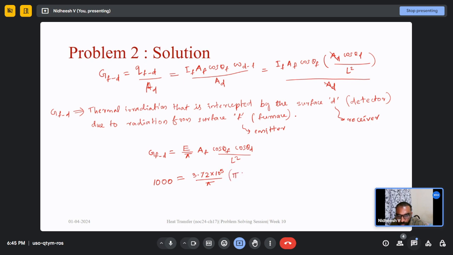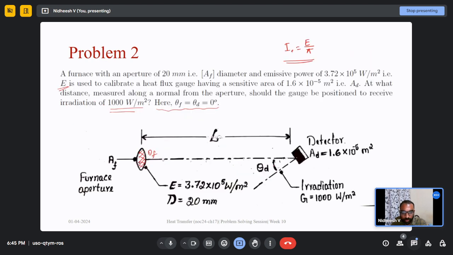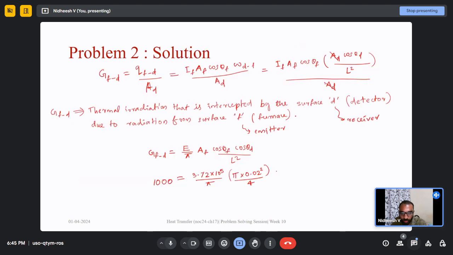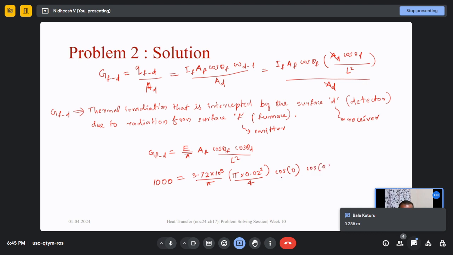Pi d square by 4, right? Yeah, area is pi d square by 4. Then what values should we use? Theta f is given to us as 0, theta d is given to us as 0, and L is what we have to find out.